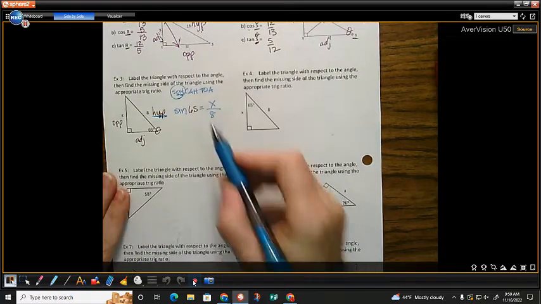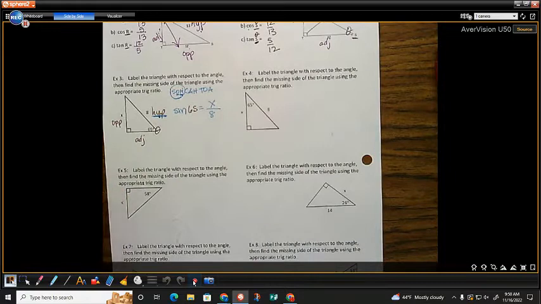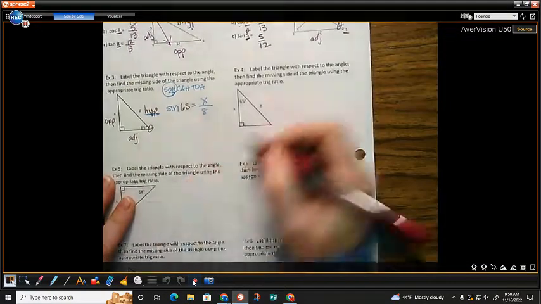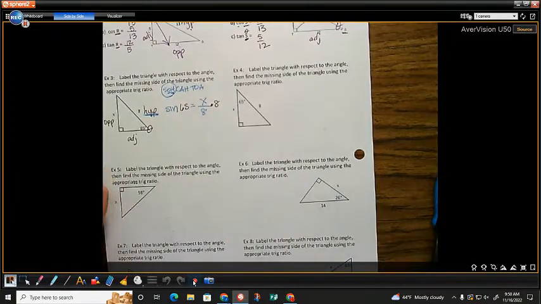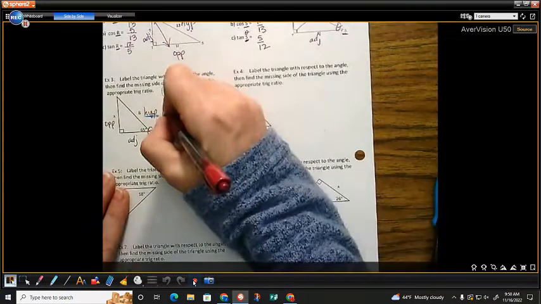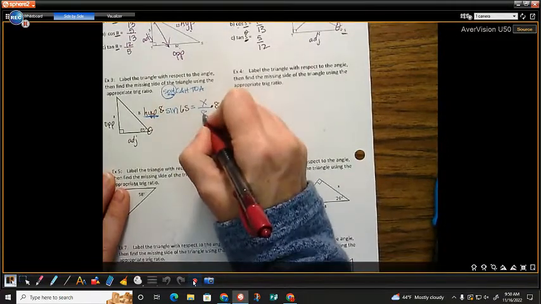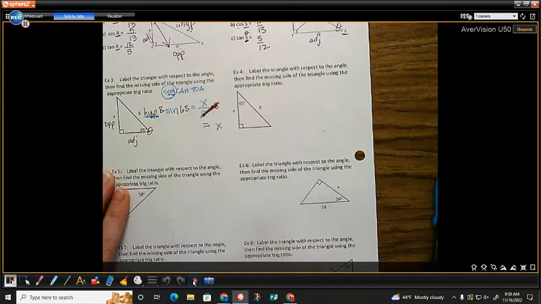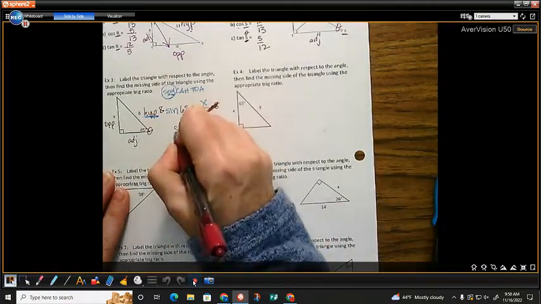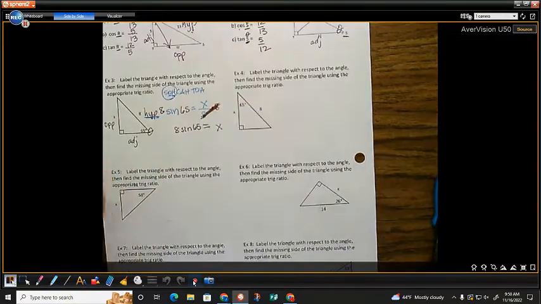No, it's already in the denominator. How do I get rid of stuff that's been divided? I multiply it. So I'm going to multiply this side by 8. If I do it to the right, I've got to do it to the left. So now the 8's cancel and I'm left with just x. x equals 8 times the sine of a 65-degree angle.